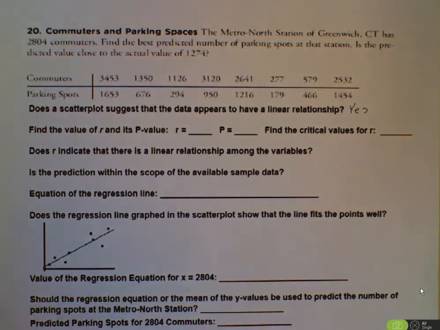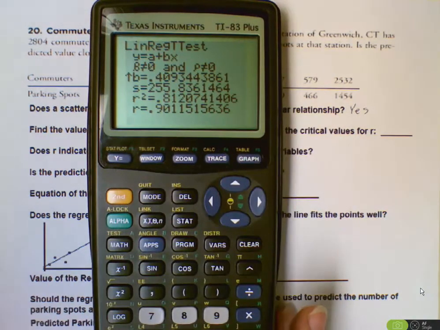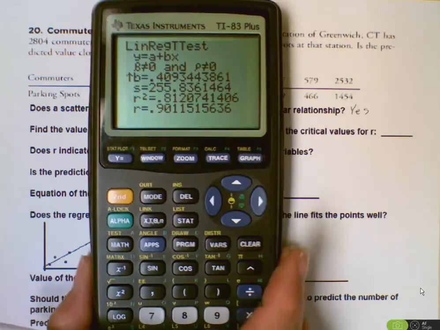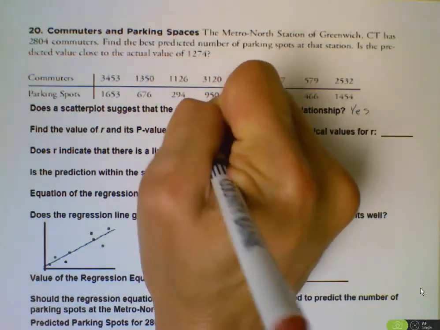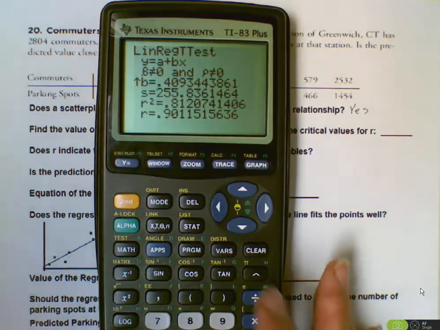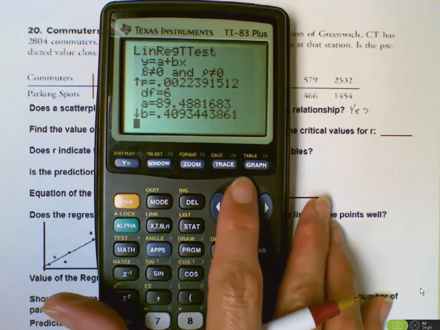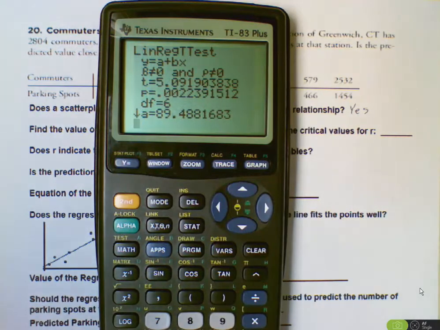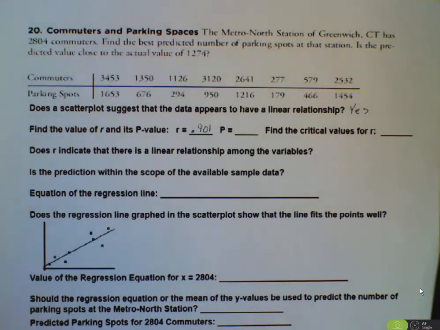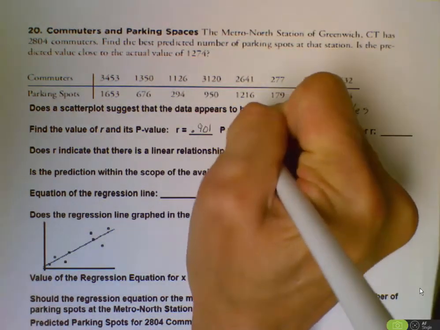Find the value of R and its p-value. I have done the linear regression t-test, and I found the value of R to 3 decimal places to be 0.901. And scrolling back up so that I can see the p-value, the p-value was 0.002, or I think in my MyMathLab it may say round to 4 decimal places, in which case that would be 0.0022.